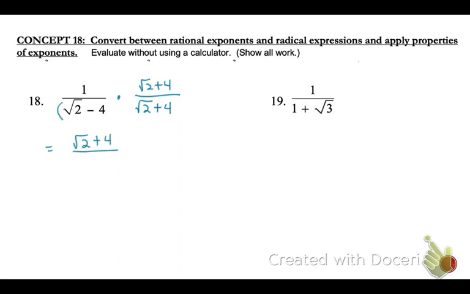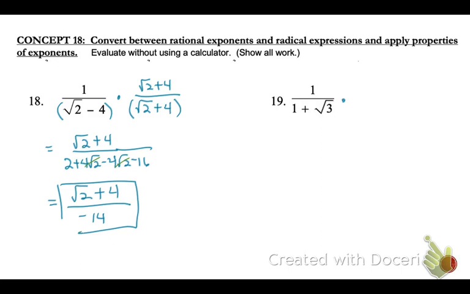In the denominator, we're going to take both of those expressions multiplied together. So square root of 2 times itself is 2. Then we get 4 square roots of 2 minus 4 square roots of 2 minus 16. So all I did there was just distribute. Now notice the 2 middle terms will subtract out, and we'll be left with 2 minus 16 in the denominator, which is negative 14. See how we no longer have a radical expression in the denominator, which is our goal.